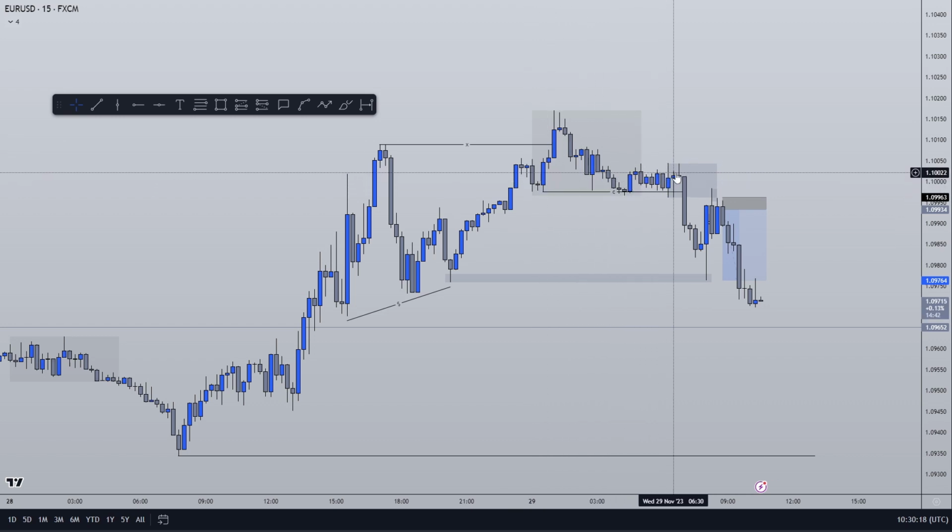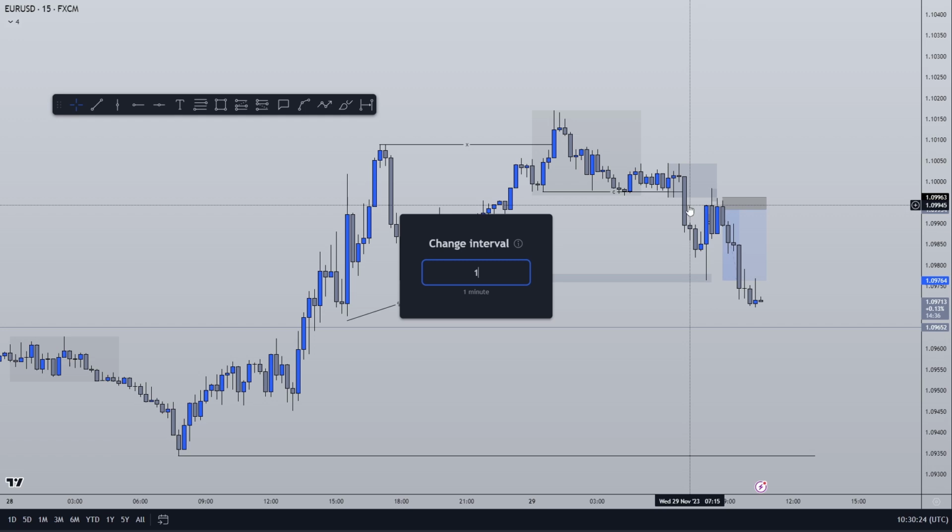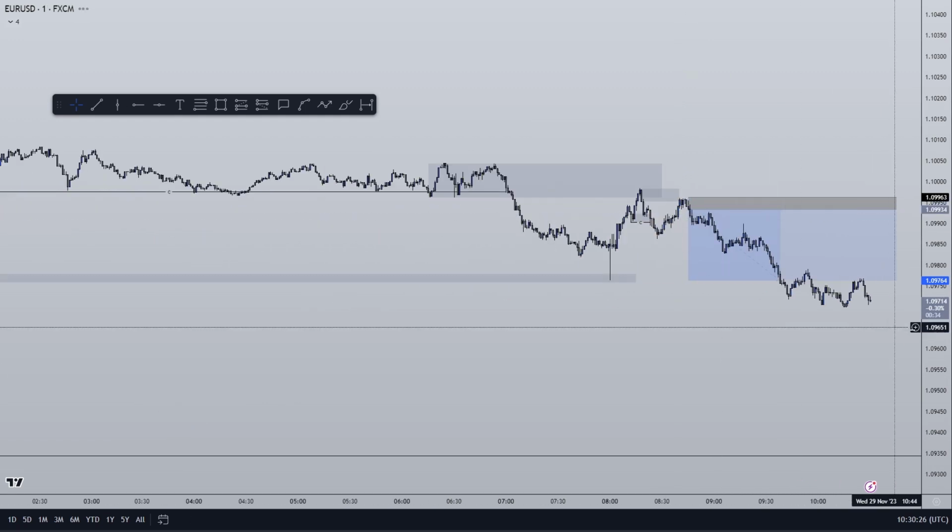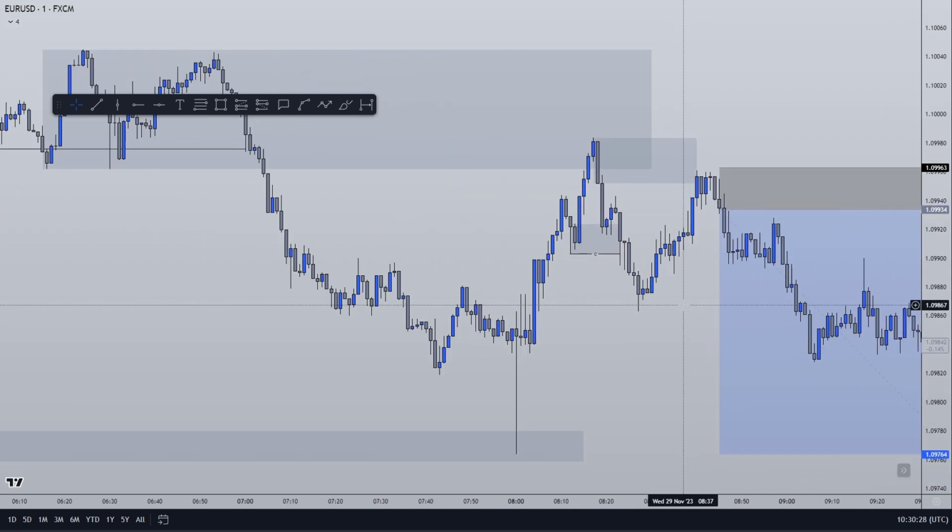We just sort of consolidated and then we had that aggressive move to the downside, so obviously indicating bearish pressure entering into the markets. And if we head to the 1 minute time frame, as always the entry time frame, as you can see here.